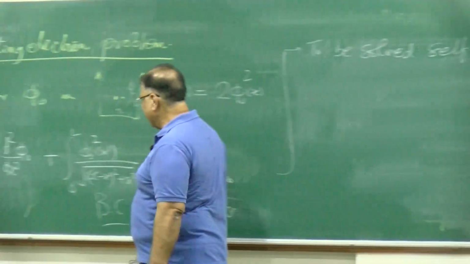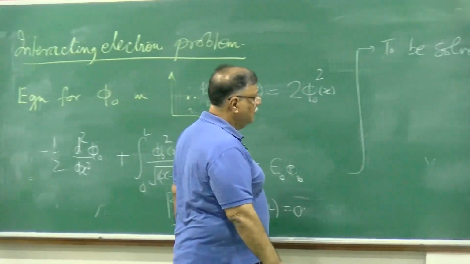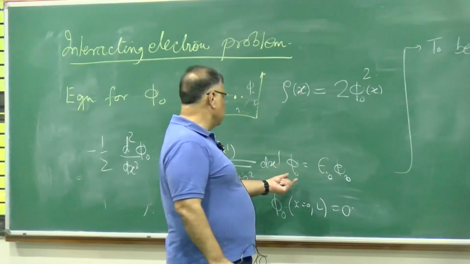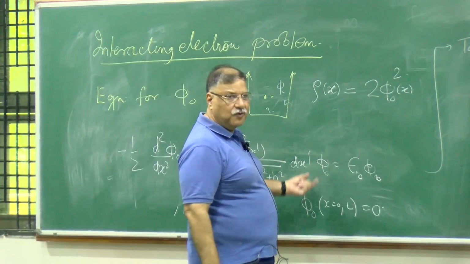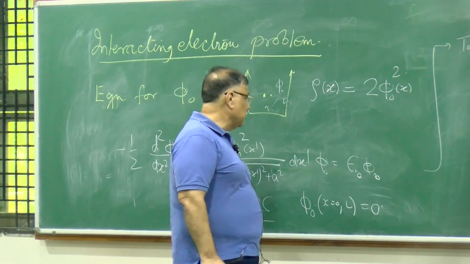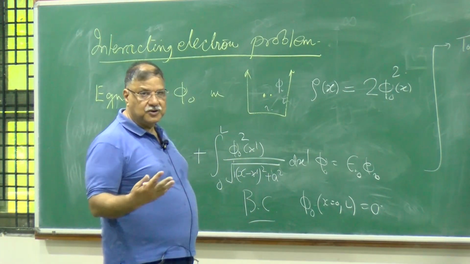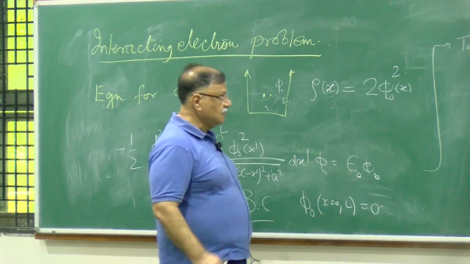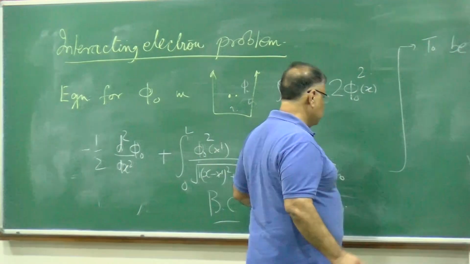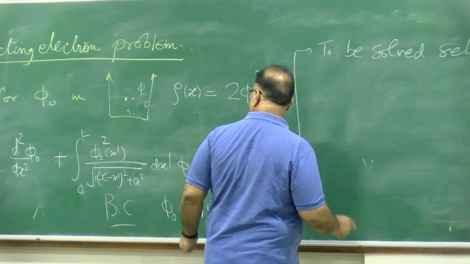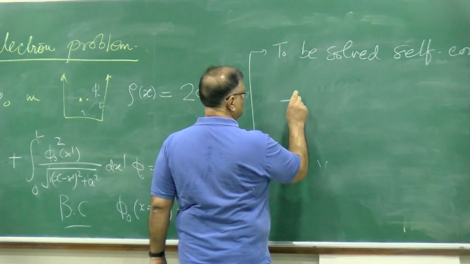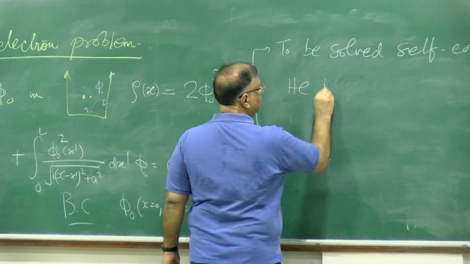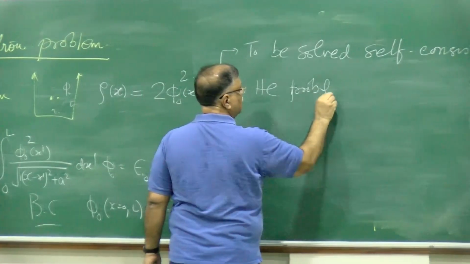Suppose I still say that my wave function is some sort of an assumed form with some parameters, that is, solve it variationally. Then how would I achieve self-consistency? So I'll come to that now, because later when Kohn-Sham is done, I want to do that problem analytically. So let's take helium problem. I'm just jumping over.